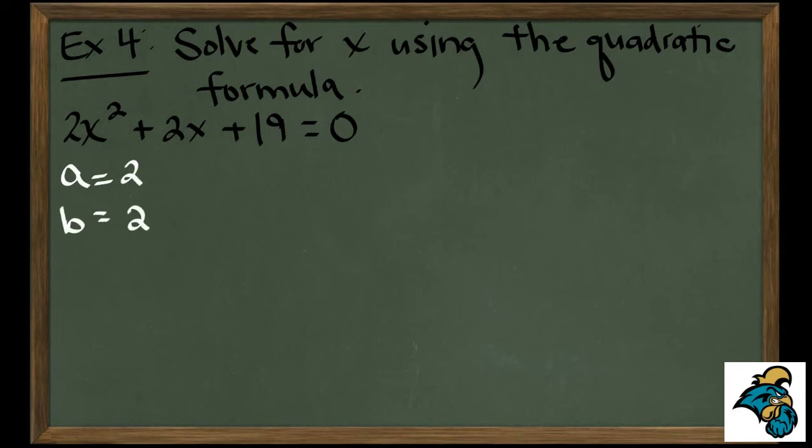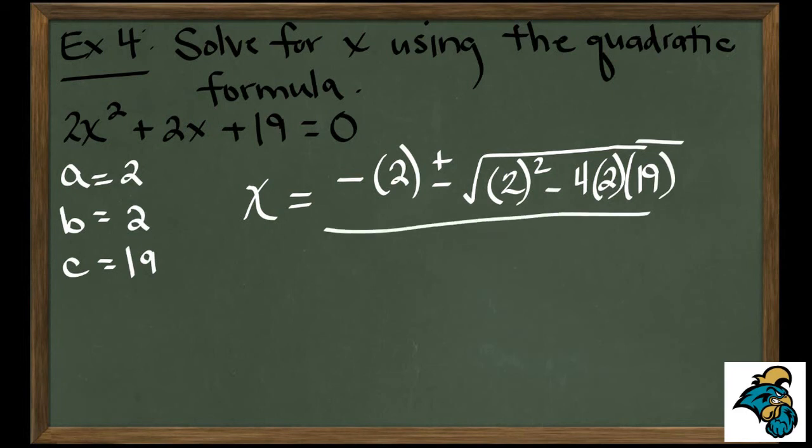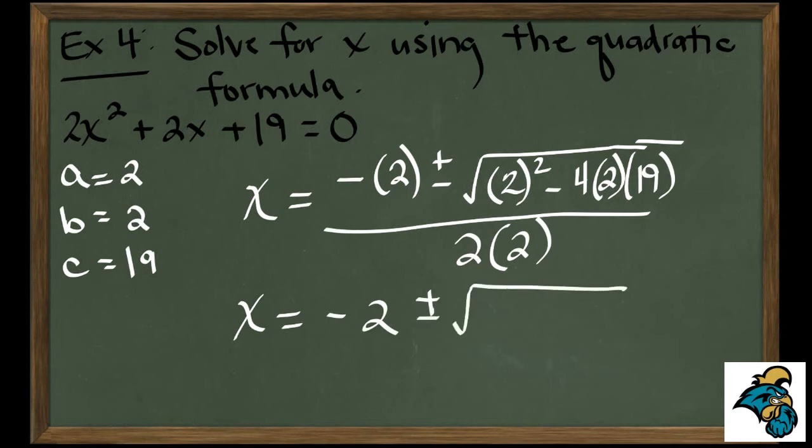Remember, quadratic formula, I need to pick out my a, which is 2, my b, which is also 2, my c, which is 19. And then I need to plug them into the quadratic formula. That gives me x is equal to, if you recall, the opposite of b, so the opposite of 2, plus or minus the square root of b squared, so 2 squared, minus 4 times a, which is 2, times c, which is 19. All of that divided by 2 times a, in this case 2 times 2.